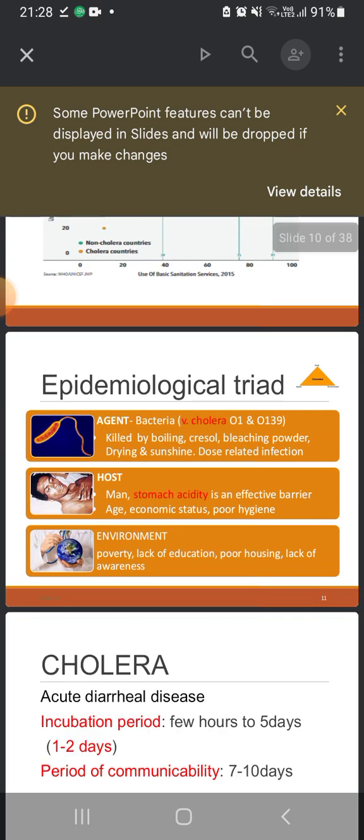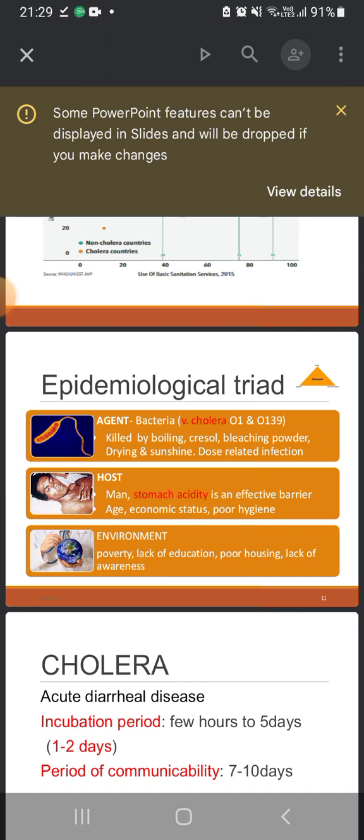The epidemiological triad, which is very important for every disease, the agent is Vibrio cholerae. It is killed by boiling. It is killed by cresol, bleaching powder, and drying in sunshine. And the host is man. Stomach acidity is an effective barrier. If your stomach is acidic, it can kill the bacteria.